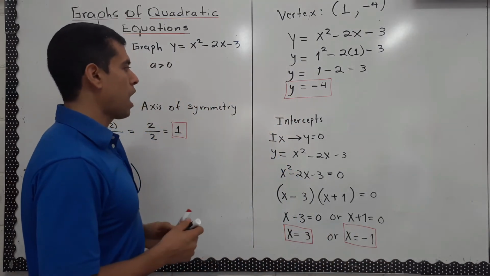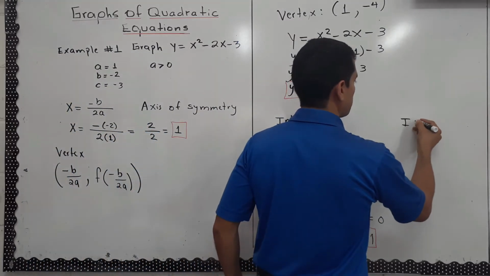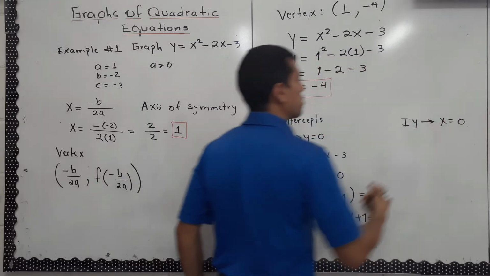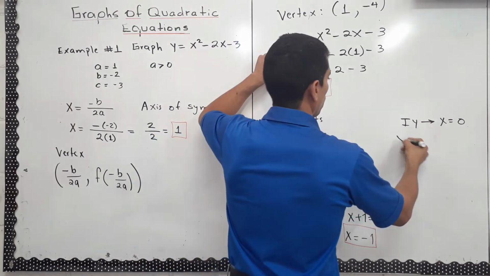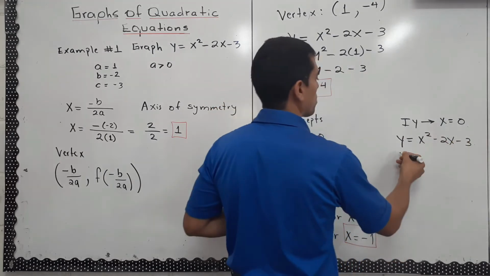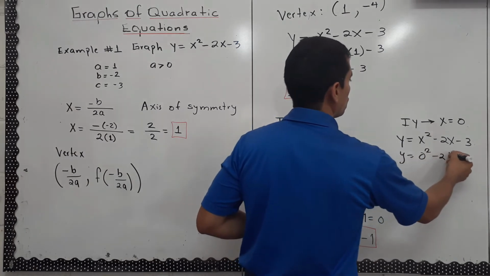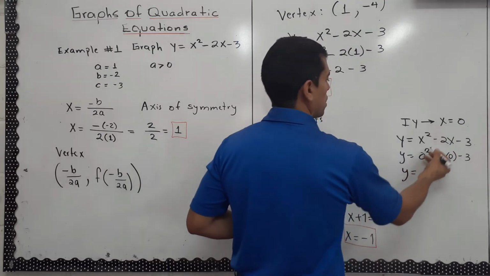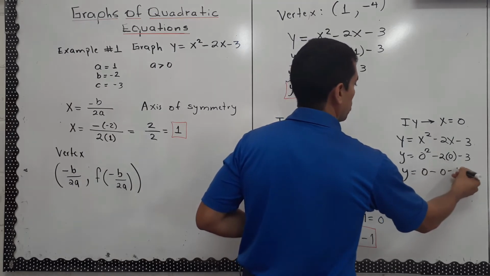Finally, we are going to find our intercept in y. Our intercept in y is going to be when you replace the x by 0. So if we have our function here, y = x^2 - 2x - 3, you're going to replace the x by 0. So 0^2 - 2 multiplied by 0 - 3. y is equal to 0^2 is 0, minus 2 multiplied by 0 is 0, minus 3.